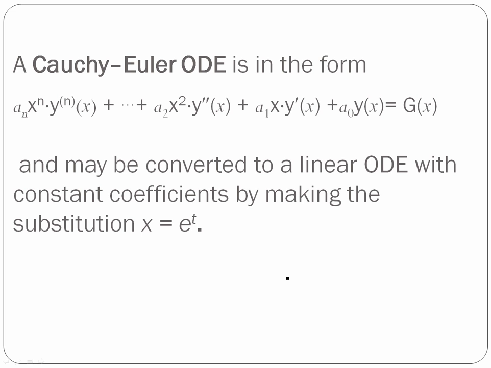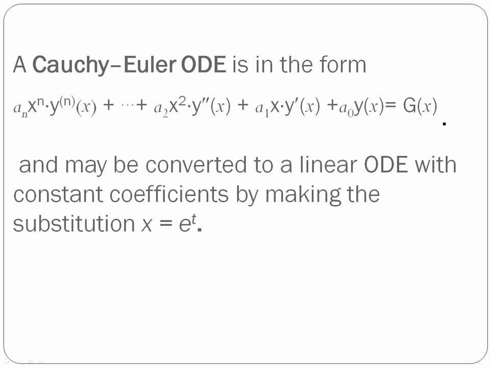A Cauchy-Euler ODE is in the form shown. The important part for a Cauchy-Euler ODE is that you've got this x to the nth power multiplied by the nth derivative. You have an x squared multiplied by the second derivative. You have an x multiplied by the first derivative, and then there are no x's multiplied by your y. Of course, your differential equation may be homogeneous or non-homogeneous, depending upon what the function g of x is.